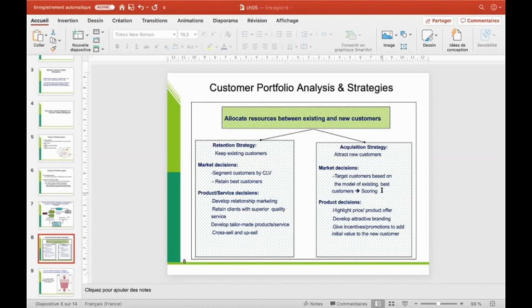To recruit them, the product decisions are mainly based on price and product offers. So it's important to develop an attractive brand. And mostly customers are recruited with price actions, because in the beginning of the relationship, price is the most determinant marketing factor. But also an attractive brand and product. And you can give price reductions or incentives or promotions to add initial value to the customer. This is in order to acquire customers.